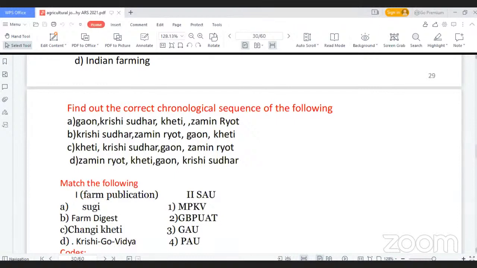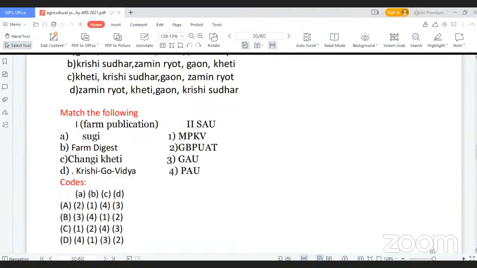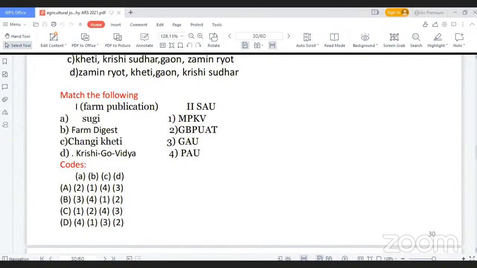You just remember what I told you, those important dates. This is 1914 and Kheti, 1948. Then you can also correctly mark out this question. And as I told you, these are the farm publications of different state agricultural universities. MPKV, 1, 1, 2, 4, 3. Then the answer is C.